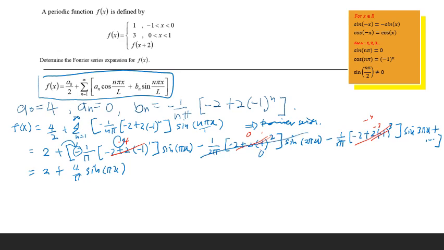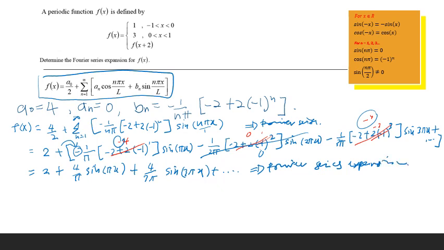Next we continue on this one. We have negative 4 multiplied by negative, so we get positive back. So we have 4 over 3 pi sin 3 pi x plus dot dot dot. So this is our Fourier series expansion, where we no longer have the term of summation because we have extended it by substituting n equal to 1, n equal to 2, n equal to 3, and so on.